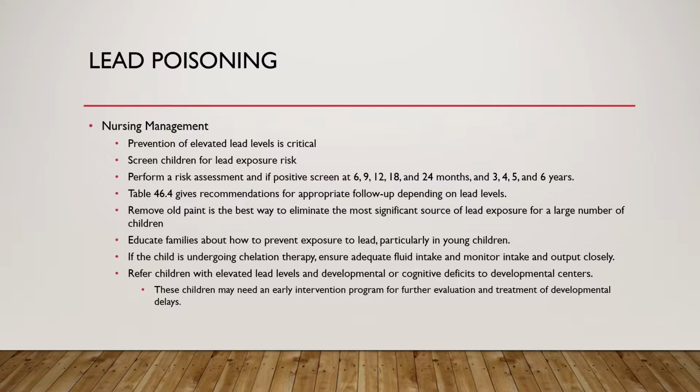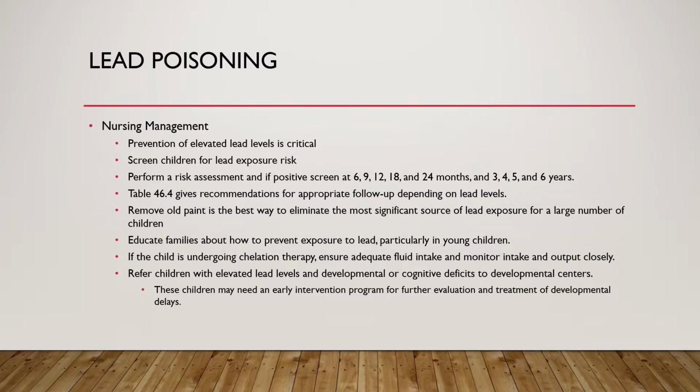So prevention of elevated levels is critical. Screen children, this is done at 6, 9, 12, 18, and 24 months, and again at 3, 4, 5, and 6 years of age. Table 46.4 gives recommendations for how we treat them based on the lead levels. Another thing we need to do is get them to remove old paint. If they are renting, this needs to fall on the landlord or whoever owns the property to get that fixed. Educate families how to prevent exposure to lead.